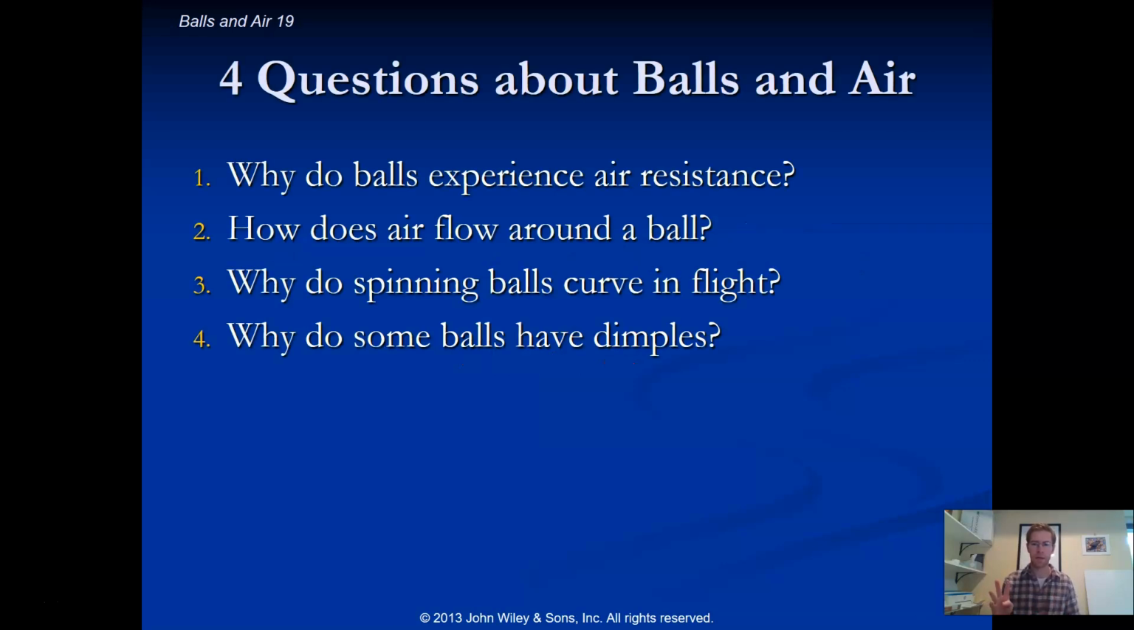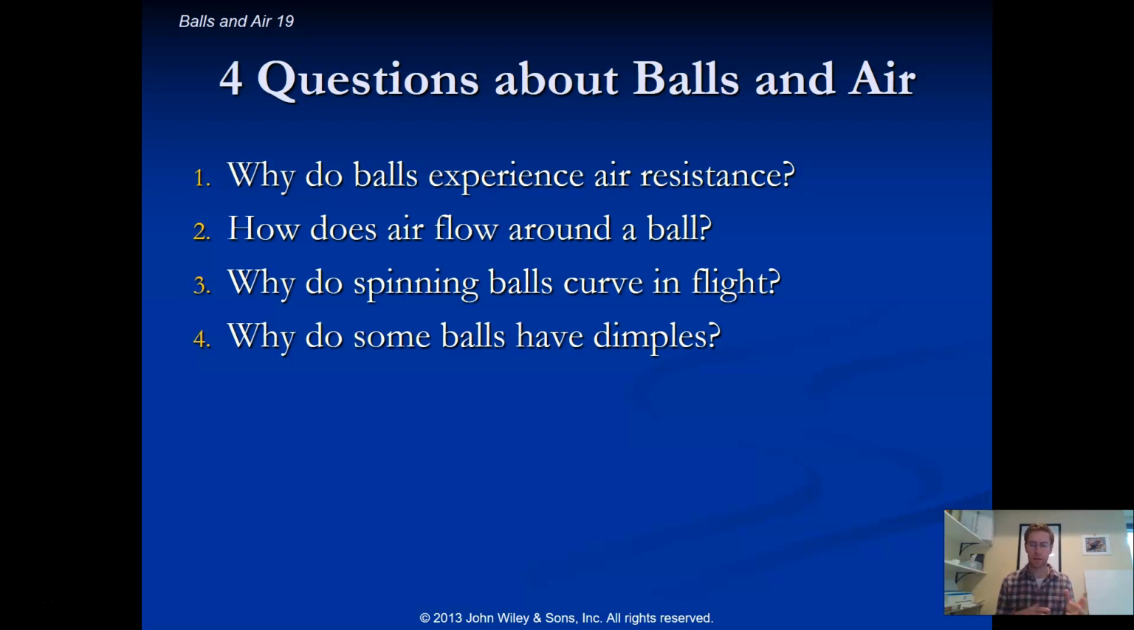So there's four main things we're going to be discussing as we talk about how aerodynamics work around baseballs in particular. We're going to talk about what types of forces a ball moving through the air will experience. Specifically, what is air resistance? Where does it come from? What gives rise to air resistance?